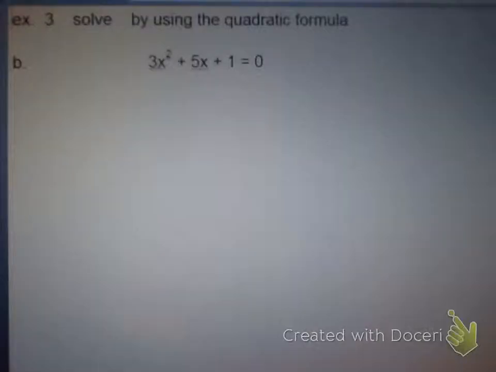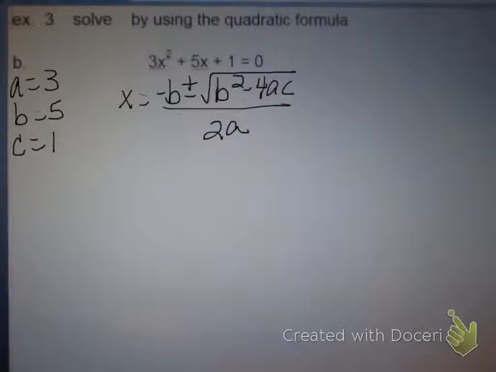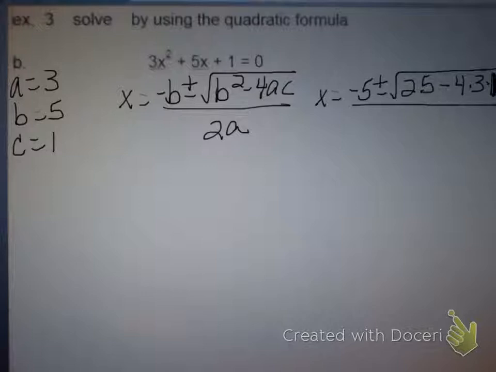Example 3b, we have to identify our A. Our B is 5, and our C is 1. First thing we do is write the formula down. Okay, now let's plug it in. Negative B, that's 5, so that's negative 5, plus or minus B squared, that's 5 squared is 25, minus 4 times A is 3, and C is 1, all over 2 times 3 is 6.